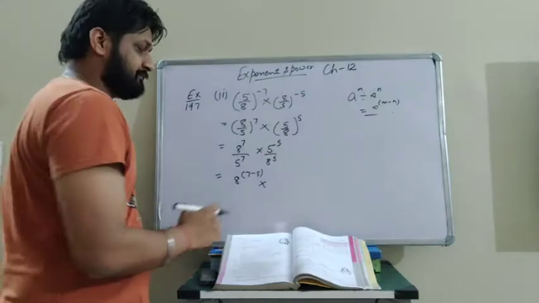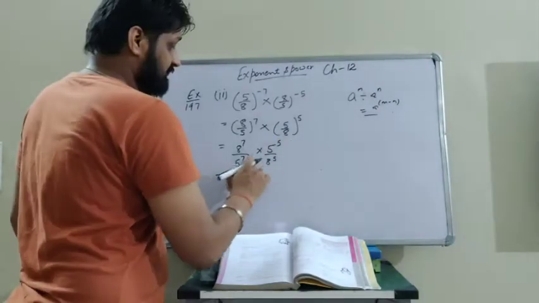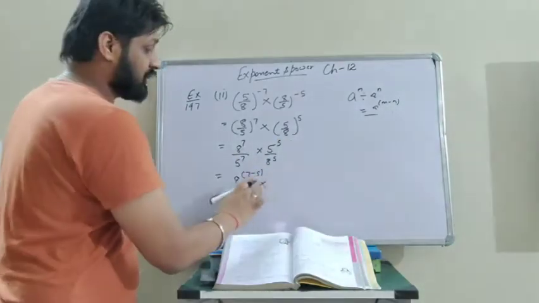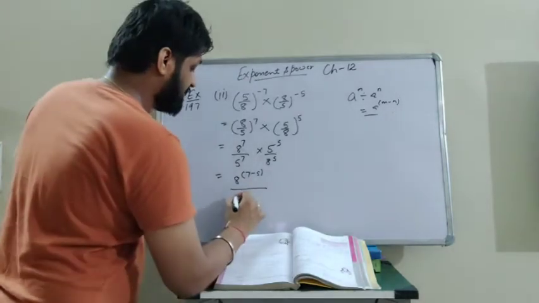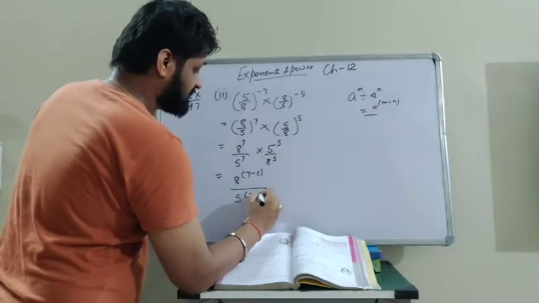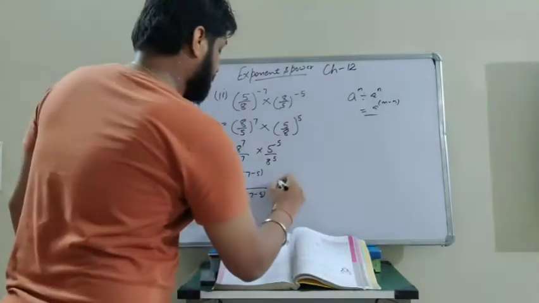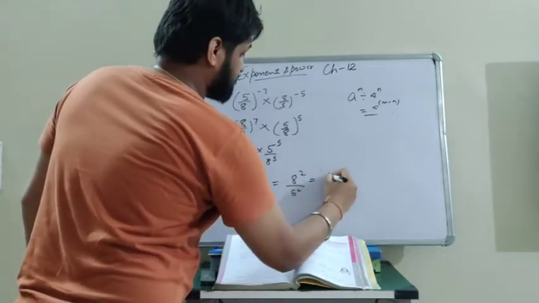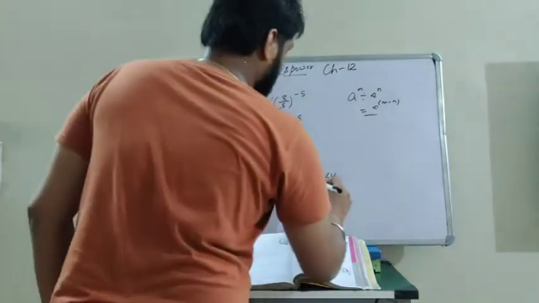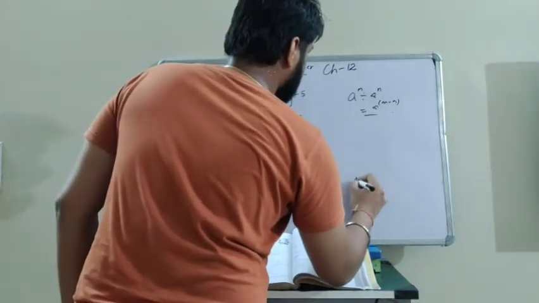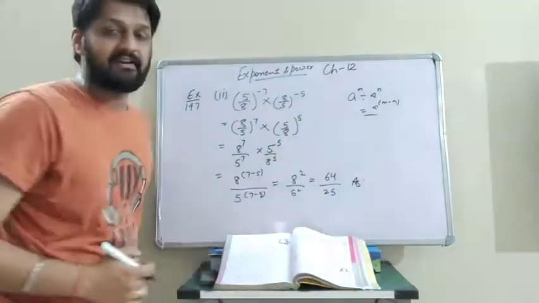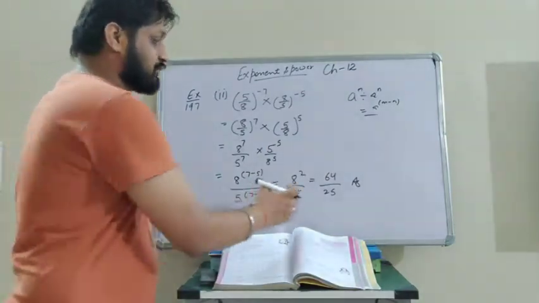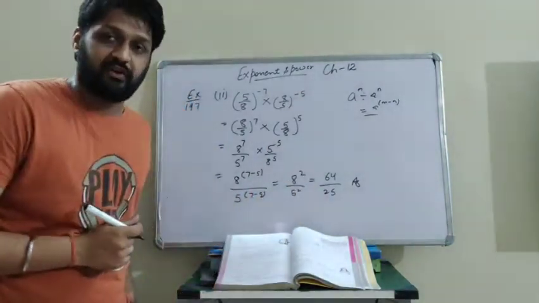the same case for 5. You can see the exponent is bigger in the denominator, so let's take the denominator itself: 5 raised to the power 7 minus 5. So here it is 8 raised to the power 2 and 5 raised to the power 2. So that is 64 divided by 25. 8 square is 8 multiplied by 8, that is 64, and 5 square is 5 multiplied by 5, that is 25.